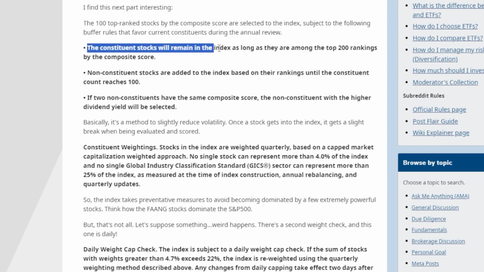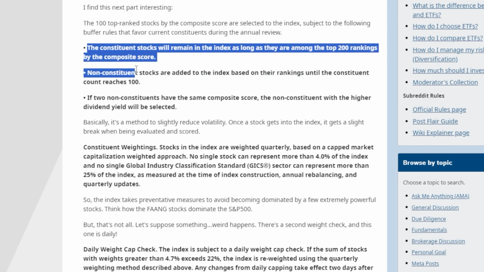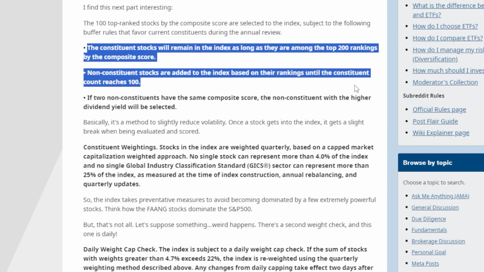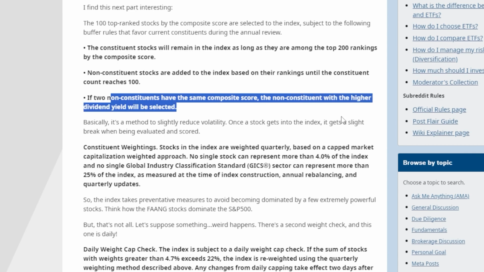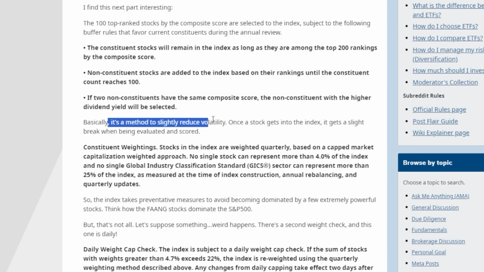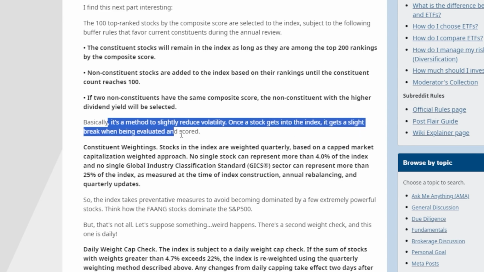Now, the constituent stocks will remain in the index as long as they are among the top 200 rankings by the composite score. Non-constituent stocks are added to the index based on their rankings until the constituent count reaches 100. If 2 non-constituents have the same composite score, the non-constituent with the higher dividend yield will be selected. So basically, it's a method to slightly reduce volatility. Once a stock gets in the index, it gets a slight break when being evaluated and scored.